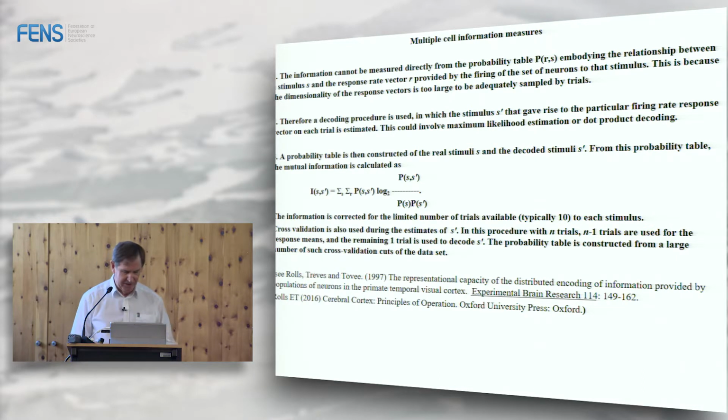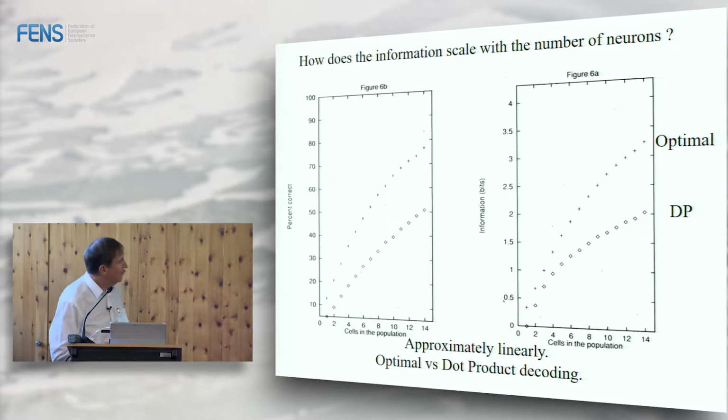I'm not going to go into the details of how one does the measurement, but here's what happens. This is information in bits. This is the number of cells that you include when you're, say, presenting 20 stimuli, I think this was. And you measure the information goes up like this, almost linearly. If we had had more stimuli, it would have gone up linearly. That is, for 20 stimuli, you have just over 4 bits of information. So what this is doing is asymptoting to 4.